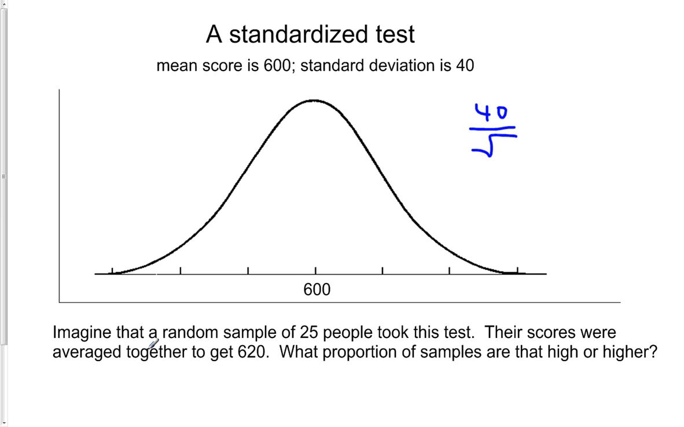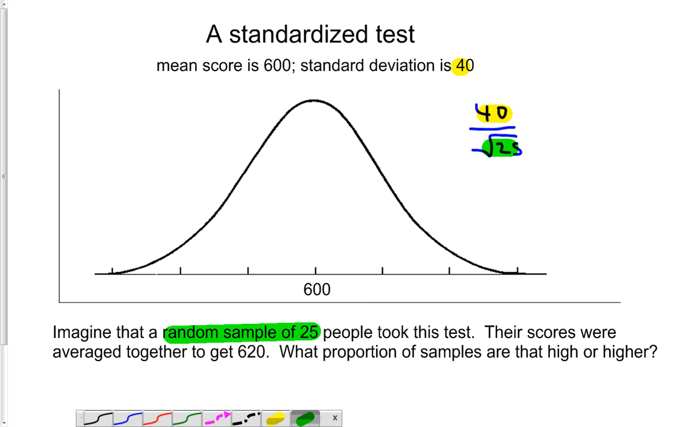So imagine a random sample of 25 people took this test. Their scores were averaged together to get 620. What proportion of samples are that high or higher? Well, our sample size is 25. We're going to take our original standard deviation up here and divide that by the square root of n, and n we got from our problem, our random sample of 25.